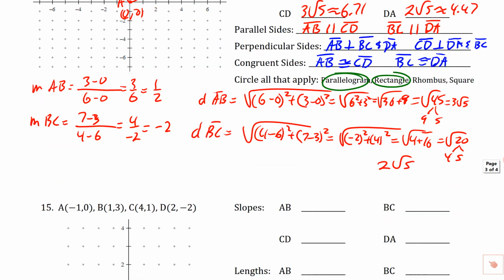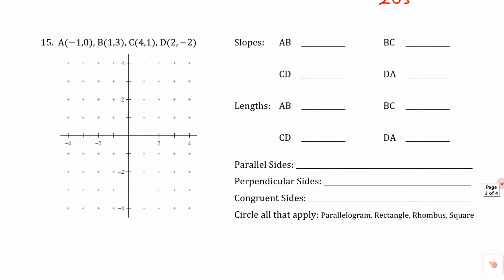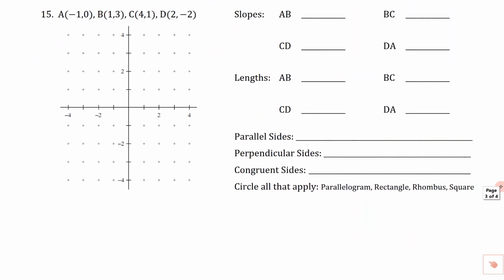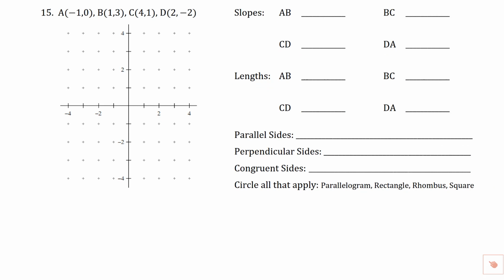Okay, so we'll slide down here and we'll take a look at the next one. We're going to do this one the same type of way. So the instructions are the same, and on this one we've got a slightly different graph, so let's see what happens here. So I've got A at negative 1, 0. So there's A, negative 1, 0.